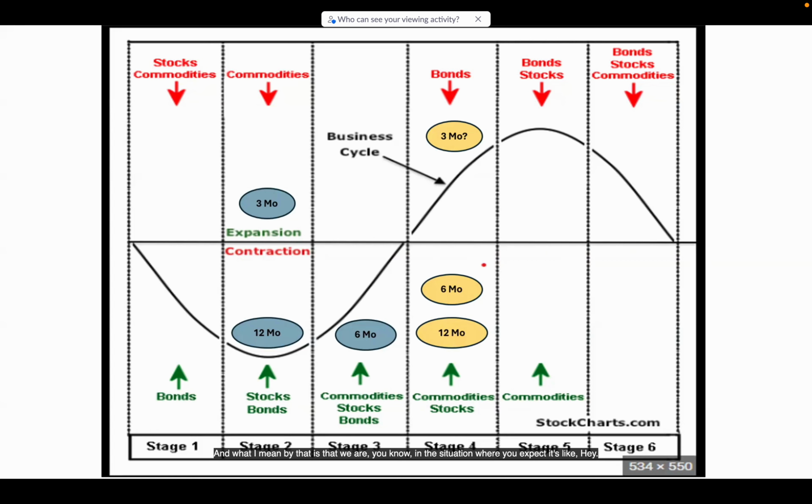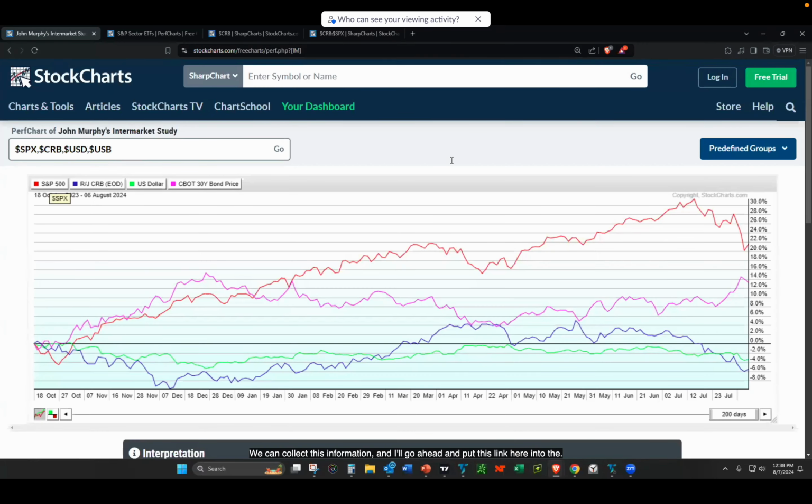And what I mean by that is that we are in a situation where you expect, hey, we should go from stage 4 to stage 5 to stage 6, but this is showing me we've gone from stage 4 back to stage 2. We haven't gone through a recession, right? So what's going on? Okay. And that's where looking at the individual charts for each of these underlying asset classes is going to be very important. It's not just about looking at the performance of these, but let me go ahead and take you guys out to a website called stockcharts.com where we can collect this information.